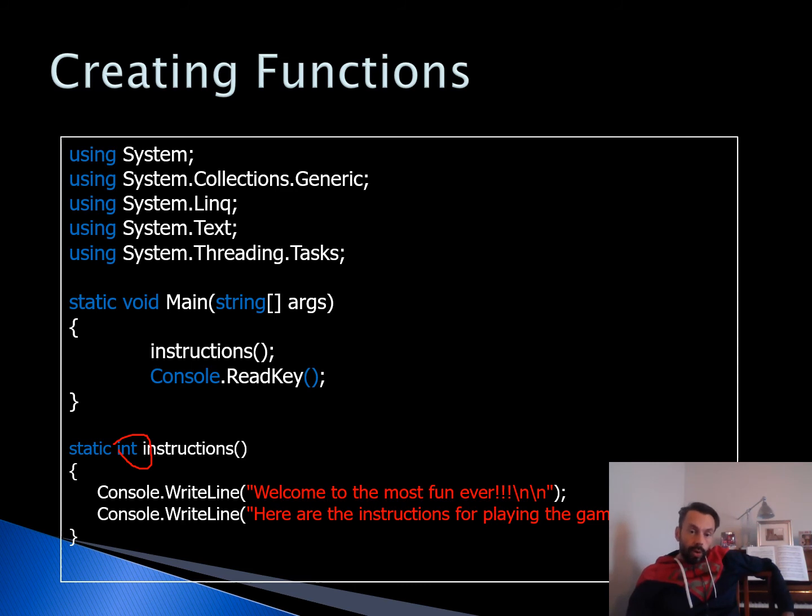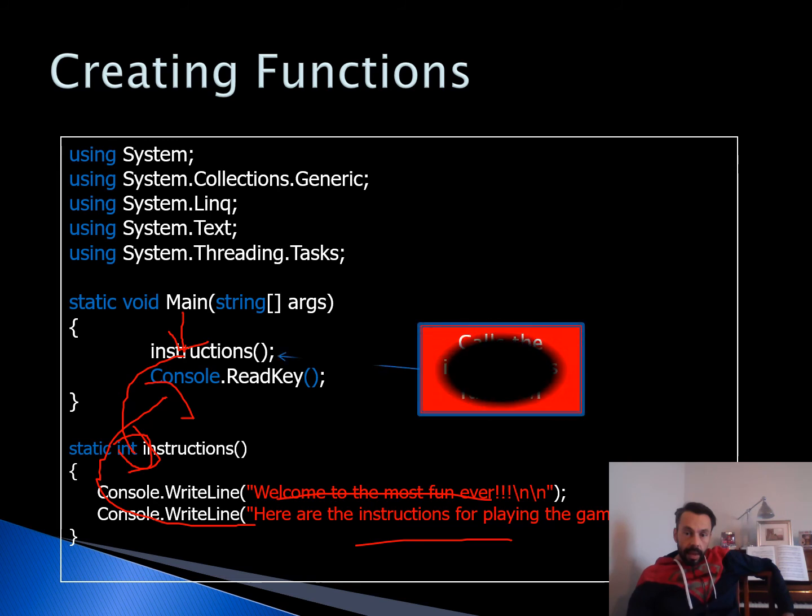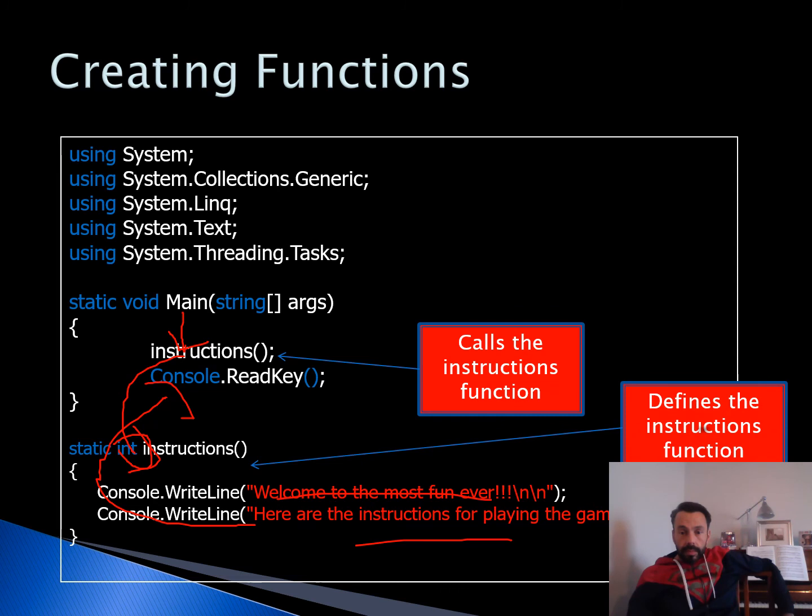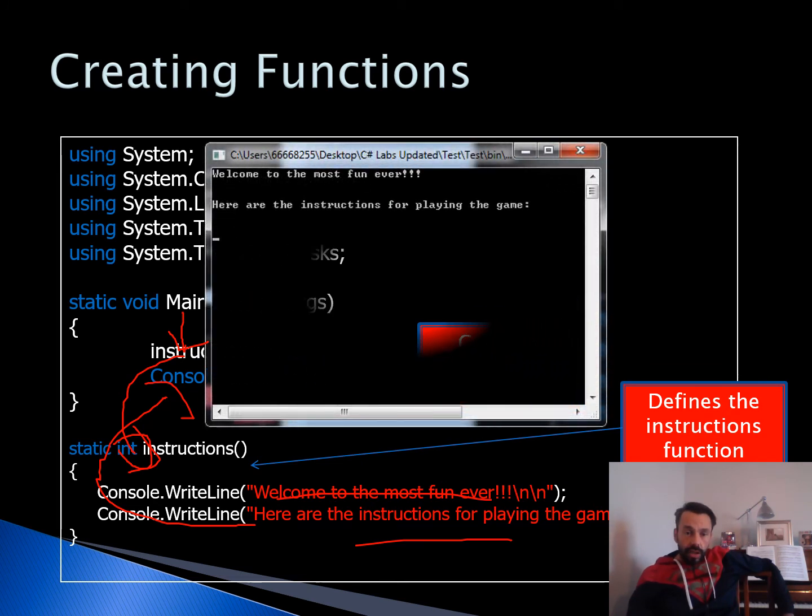But anyway, what you're doing is you're going into the main procedure. That's where it all begins. You're going to instructions. That, of course, then passes to that. And then you're saying, welcome to the most fun ever. Here are the instructions for playing the game. Then it returns the control to there. Okay? So it calls the instructions function, defines the instructions function, and that's exactly what you get from that. Okay?